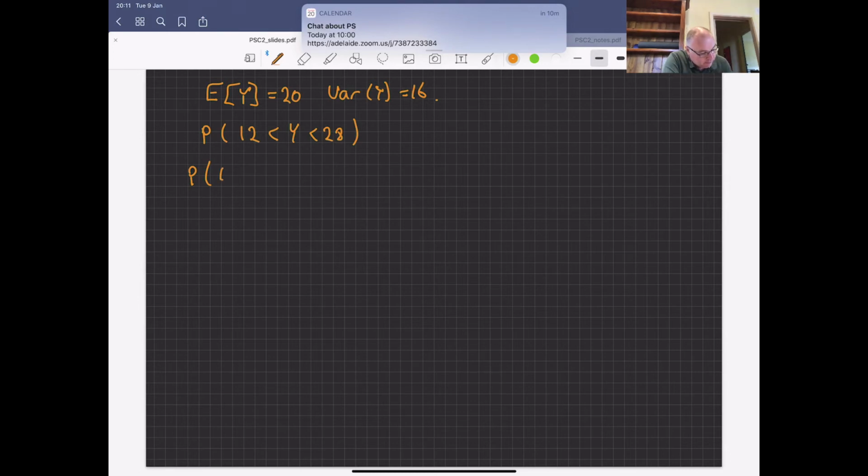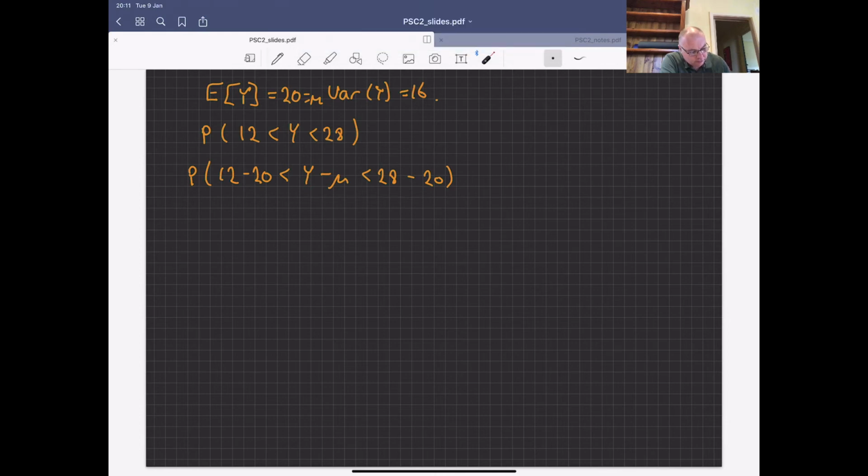So I'm going to say 12 minus 20 is less than y minus mu, because that's this, remember, is mu, which is less than 28 minus 20. So for each part of each side of the inequality, I've taken off the same value, so it doesn't change the inequality at all. So what can we do next? Well, let's just simplify this.